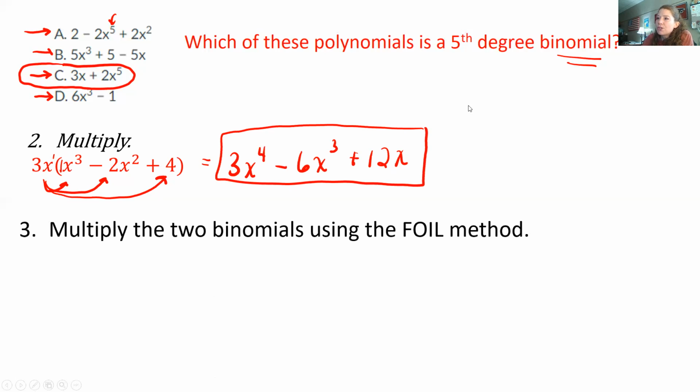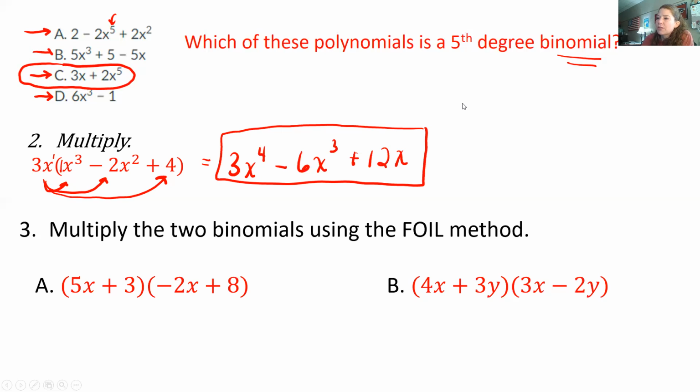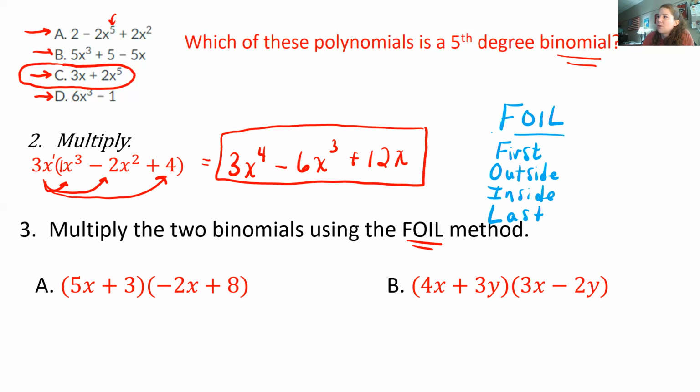All right, so now we're going to multiply 2 binomials. Now, they use this term called the FOIL method. And some people it helps and other people just don't really need it. But basically what the FOIL method means is first you multiply the first 2 terms. The O means the outside terms. The I stands for inside terms. And L means the last 2 terms. So that's why they call it FOIL.